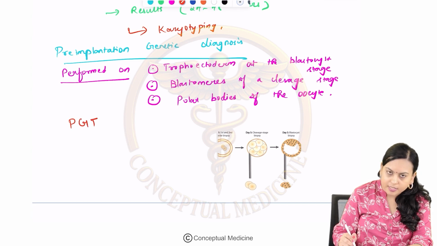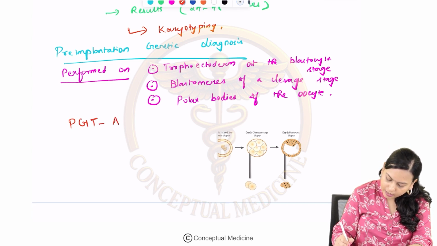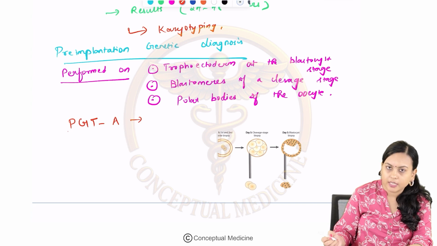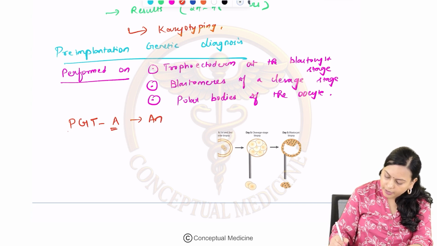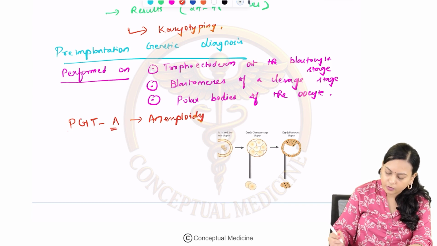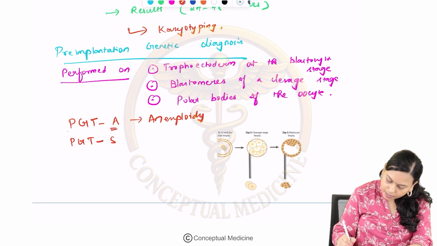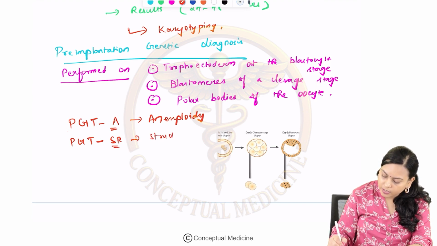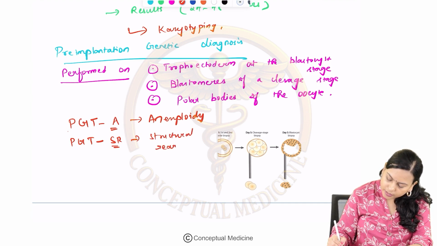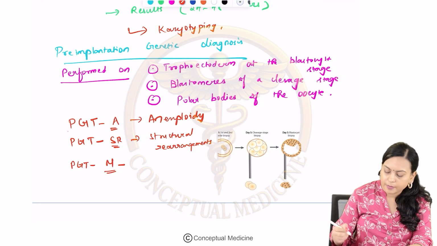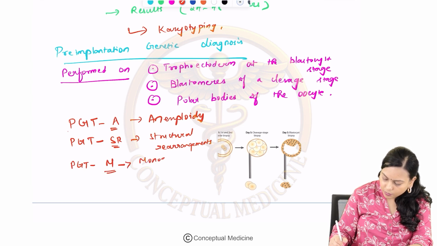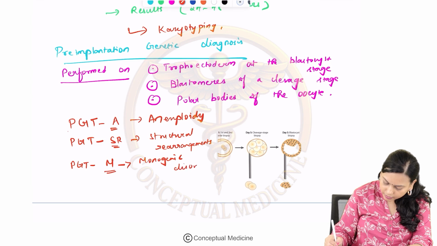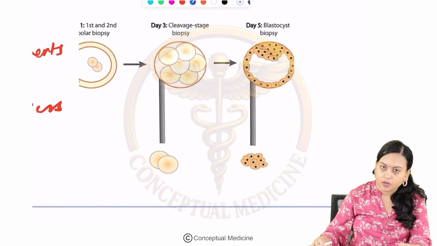Okay. Now, there are various types of pre-implantation genetic diagnosis test. Okay. So, it can be PGTA, where the pre-implantation genetic testing is done for aneuploidy. Okay. Or it can be PGT-SR, where the pre-implantation genetic testing is done for structural rearrangements. Okay. Or it can be PGT-M. Okay. So, pre-implantation genetic diagnosis testing for monogenic disorders. Okay. So, this is how the tests are performed.